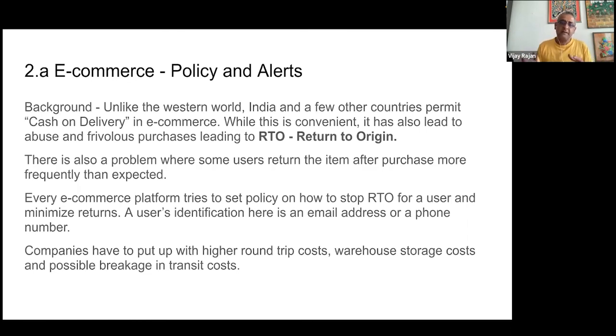Whatever the reasons be, the RTO costs the company round trip costs, right? So companies have to put up, if it takes say $5 to ship the item, you've got to bring back the item again for $5, and there's a chance of breakage. And then you will also have to store it in a warehouse, which includes warehouse costs. So every e-commerce platform tries to set policy on how to stop this RTO of a user and minimize the number of returns. And the user's identification here is as simple as an email address or a phone number. So that's the assumption moving forward.